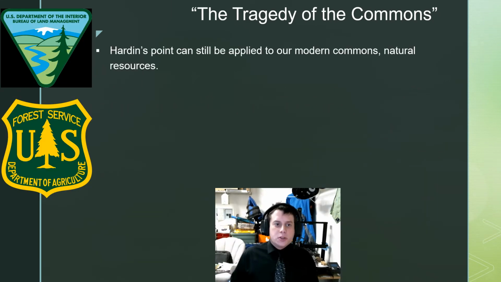The thing is, you can apply that to modern commons and natural resources. So think our forests, think our prairie land, things like that. And we actually have different governmental organizations that are designed to prevent that kind of thing from happening. Big companies coming in, clearing the land completely, getting as much profit out of it as possible, and then immediately just turning around and selling it.